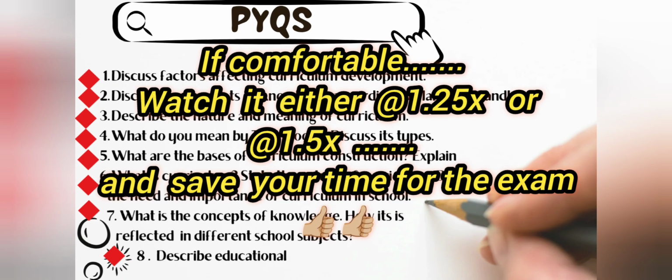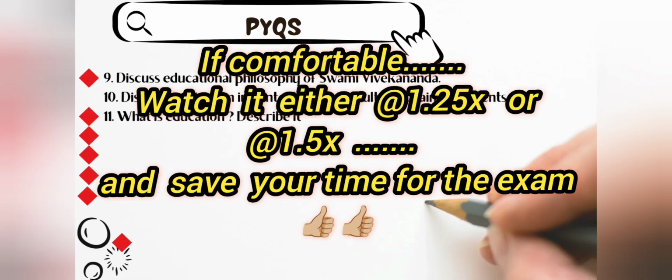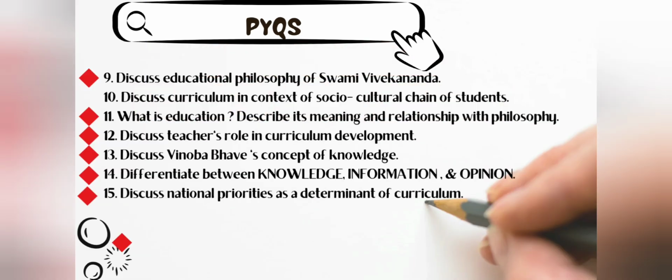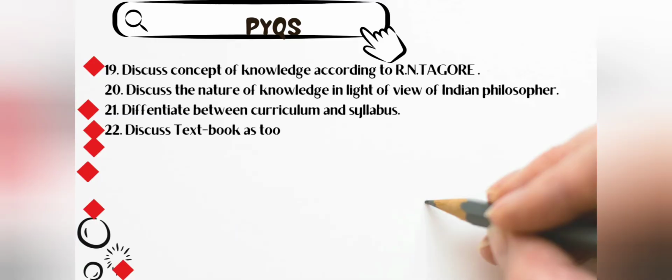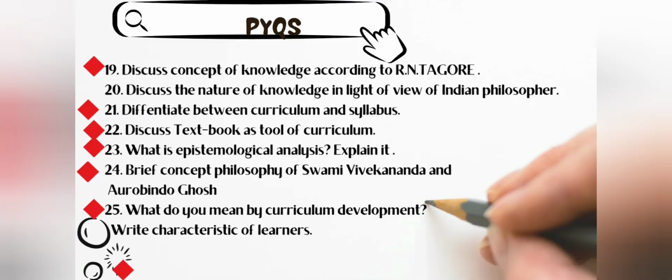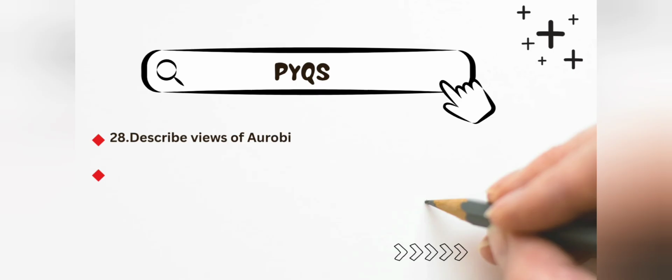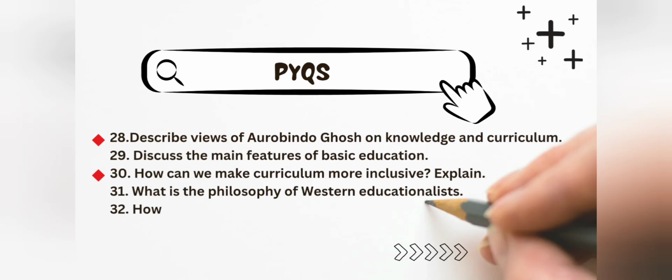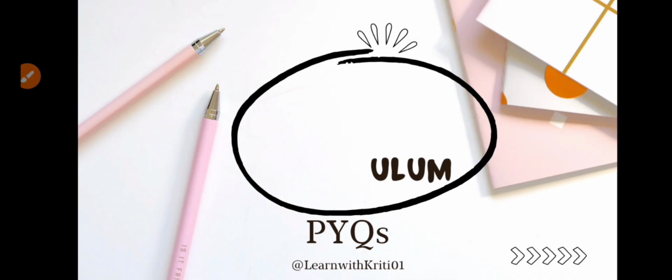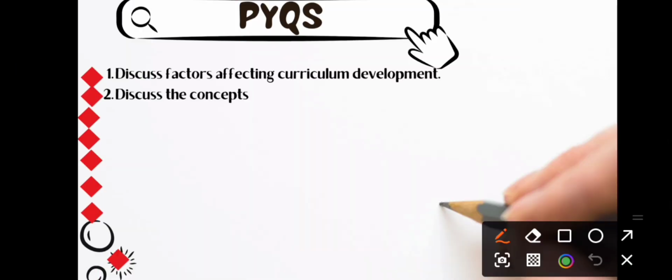In this video, we will discuss the previous year questions of the B.Ed paper, that is Knowledge and Curriculum. I have made a detailed PPT on the questions as much as I can collect. The red marks on the questions denote that the question is repeated more than one time in the paper. Okay. Let's start with the very first slide, and the first question is: discuss factors affecting curriculum development.